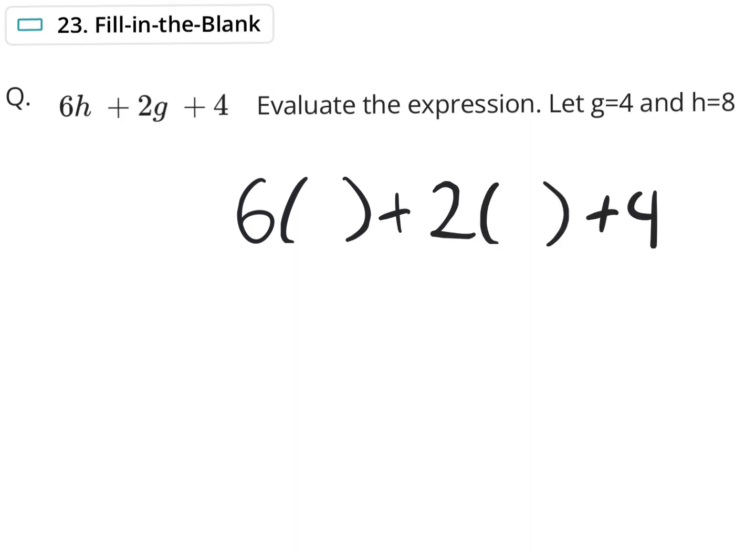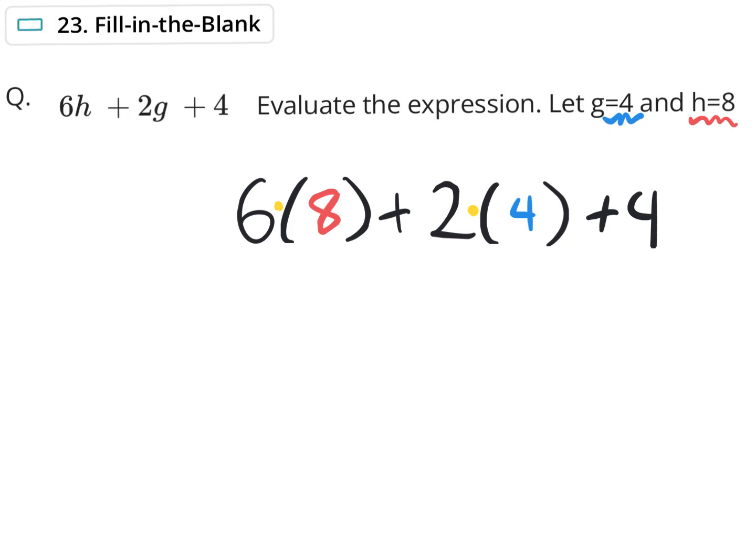Okay. Now, again, the H is 8. So I'm going to take that 8 and put it right in here. The G value is 4. Put that 4 right there. So now you ask yourself, do we have any parentheses? Yes, but there's nothing to do inside of the parentheses. Do we have any exponents? No, there's no exponents. Do we have any multiplication? Of course, we have multiplication right here and also right there.